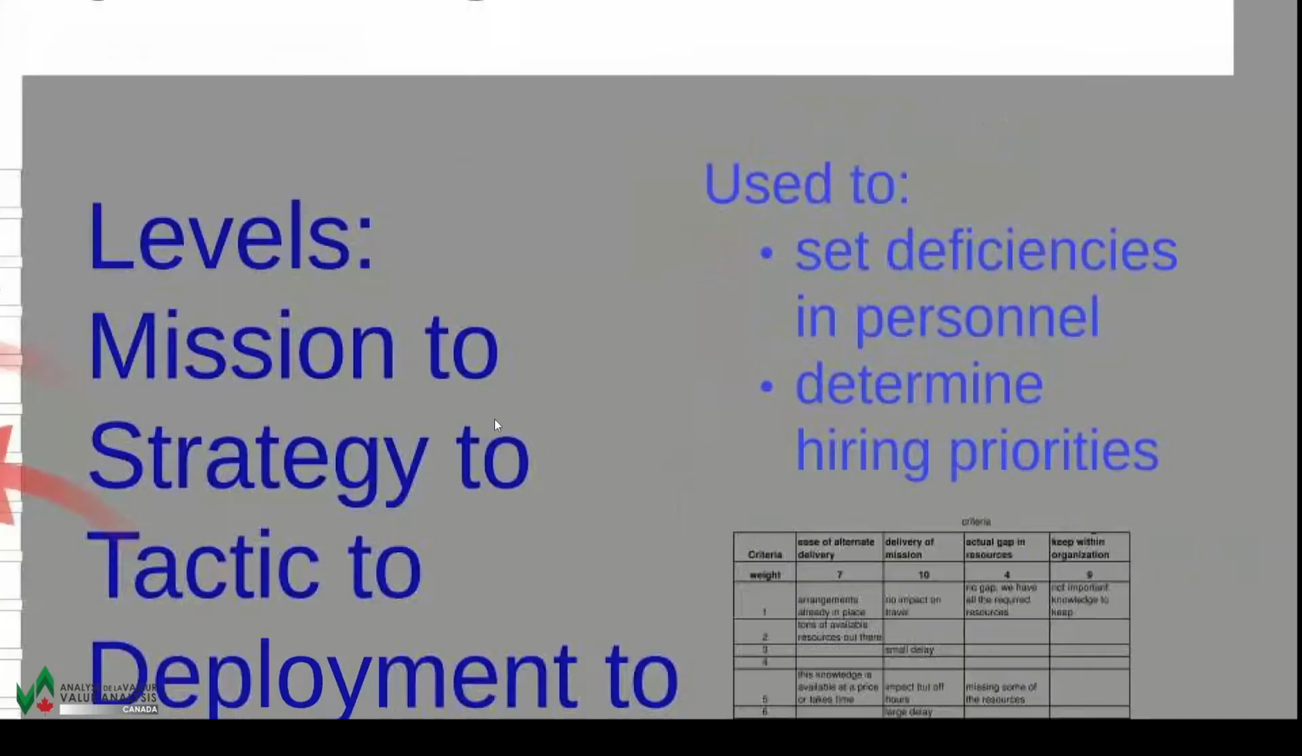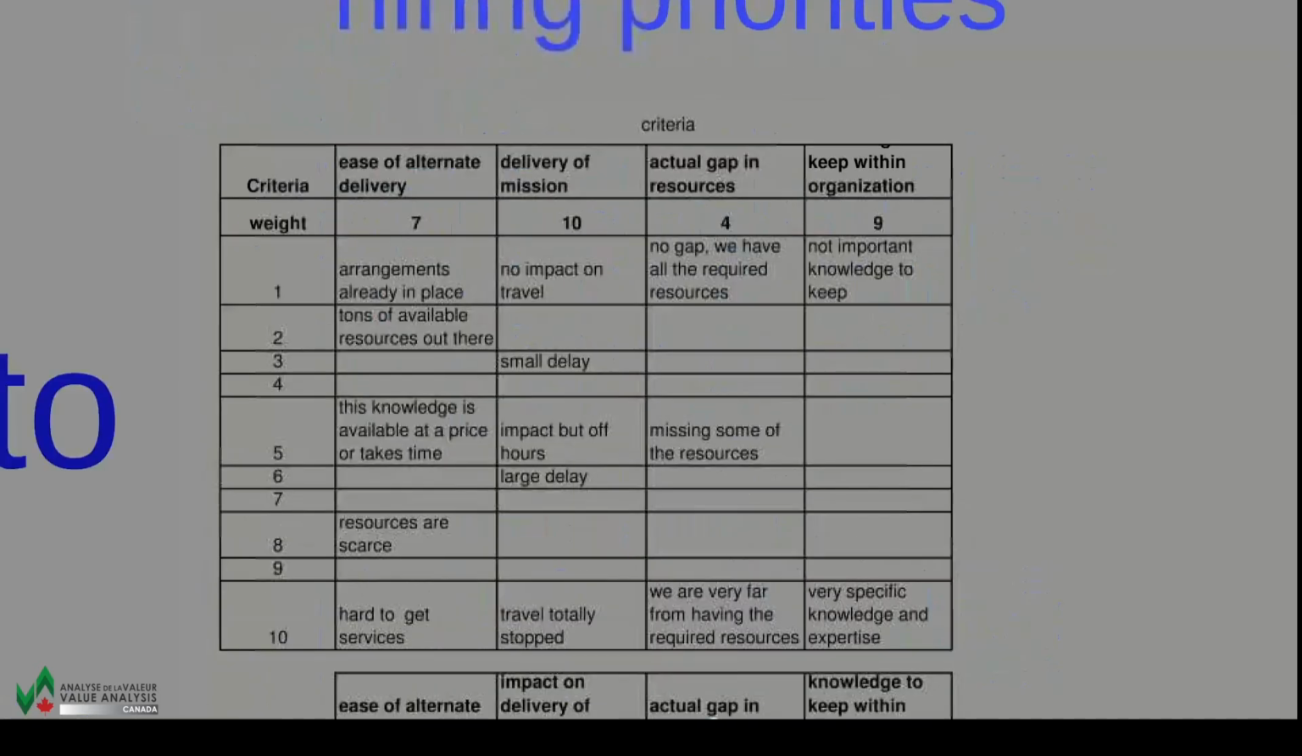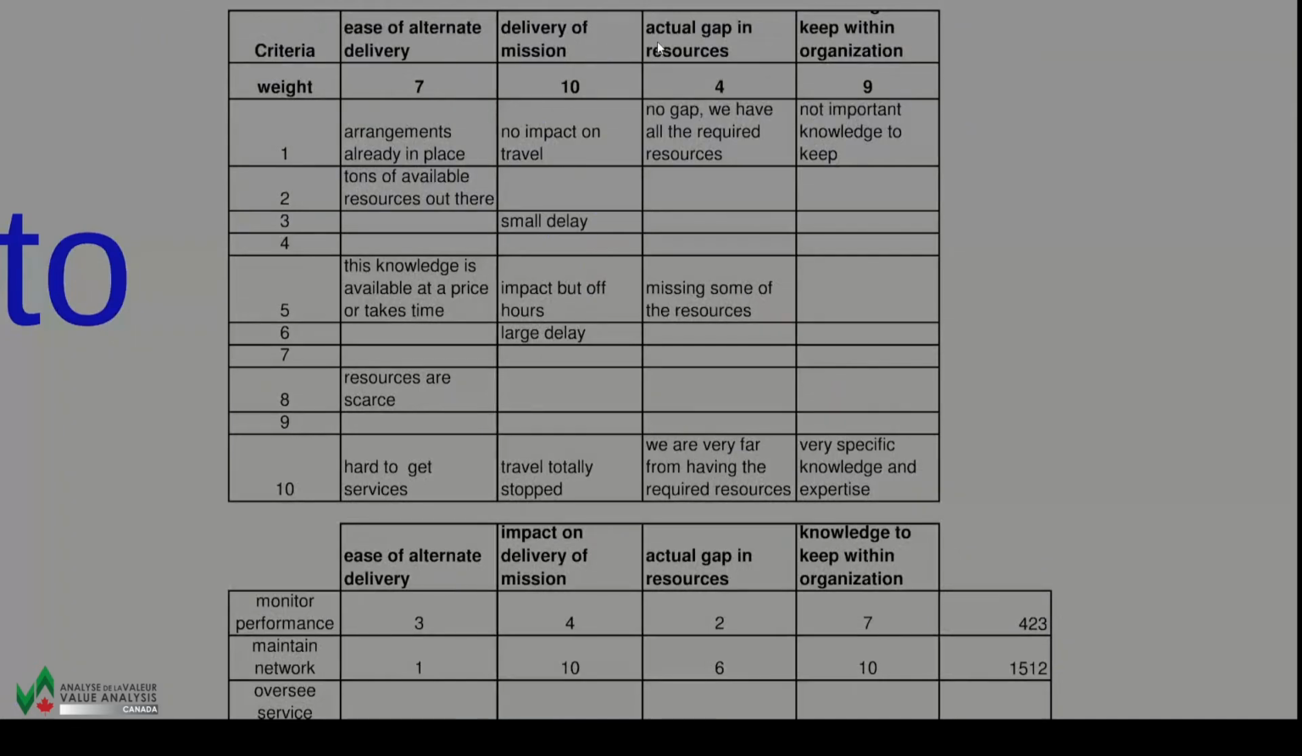What happened here is that they knew that they had deficiencies in their personnel, and they wanted to determine hiring priorities. So who are we going to hire first and second and third and so on? So what we did is identify 4 criteria. Alternate delivery. So how easy it is to have somebody else do the job and not inside the division.